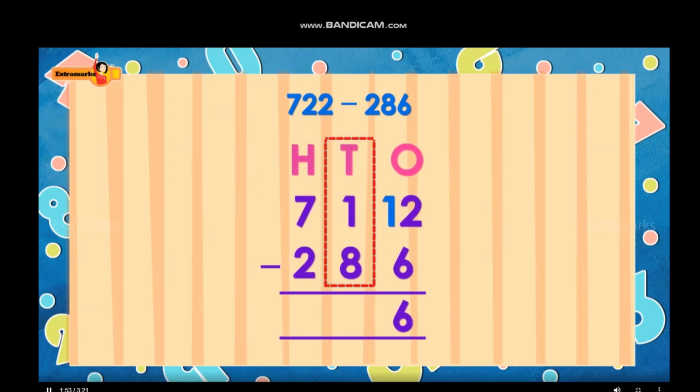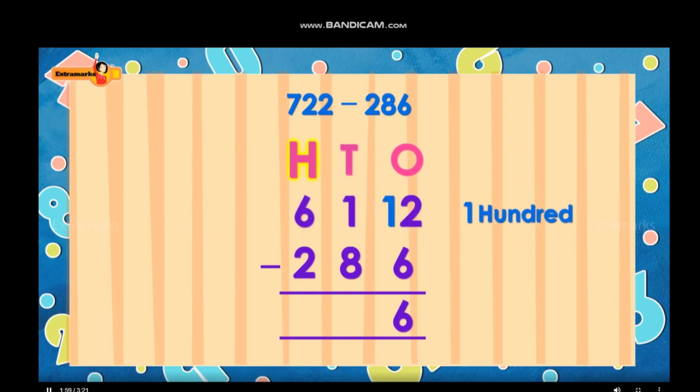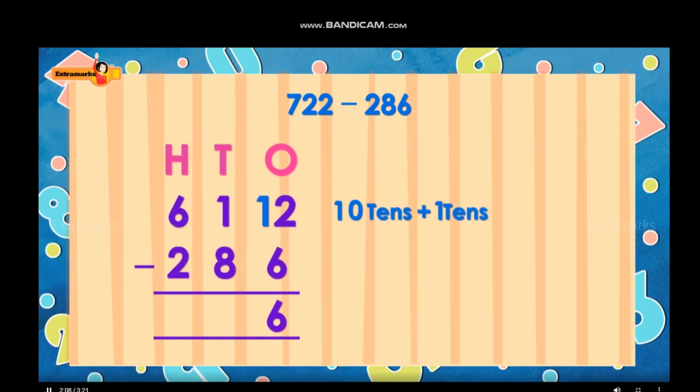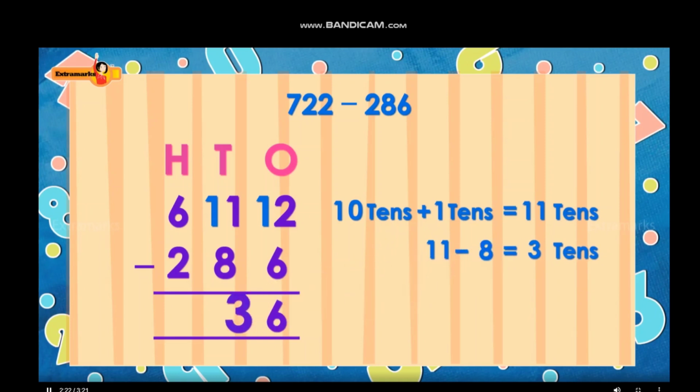Now, in the place of tens, we cannot take away 8 from 1. So, we will borrow 1 hundred from the place of hundreds and convert it into tens. 100 is equal to 10 tens. 10 plus 1 is equal to 11 tens. Notice, 6 is left in place of hundreds after borrowing. Now, we can take away 8 from 11. 11 minus 8 is equal to 3.